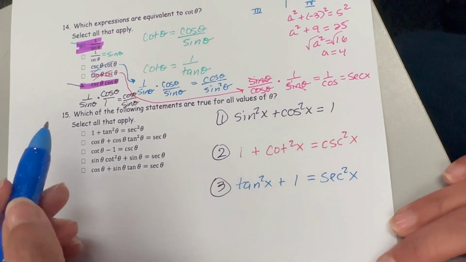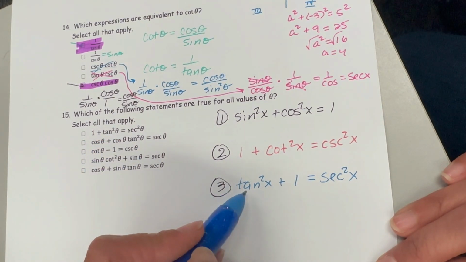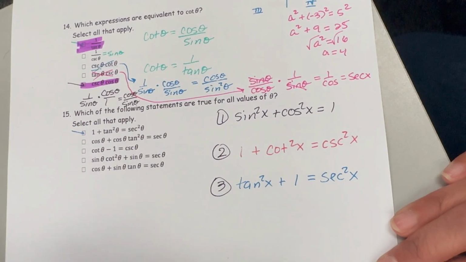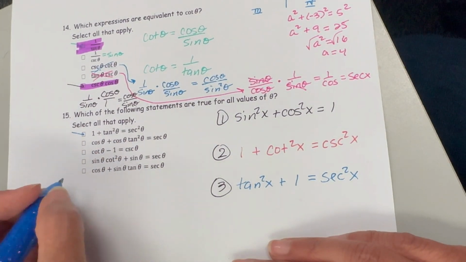Okay, because I noticed the first one there is 1 plus tangent squared. That's just like this one, tangent squared plus 1. It does equal secant squared, so that one's true. Okay, and do we have any other big kahunas? Nope. So now we need to look at these and see if they're true or not.